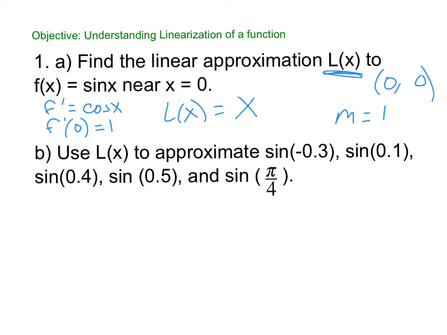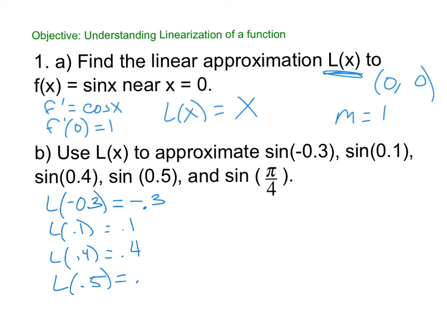So then we can use that to estimate the value of sine at those points. So L of negative 0.3 is just, because it's x, negative 0.3. L of 0.1 is 0.1. L of 0.4 is 0.4. L of 0.5 is 0.5. And L of pi over 4 is pi over 4. So now we can check. Let's see how accurate this is.